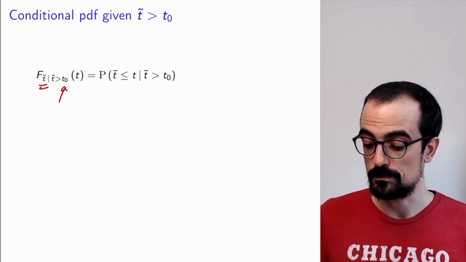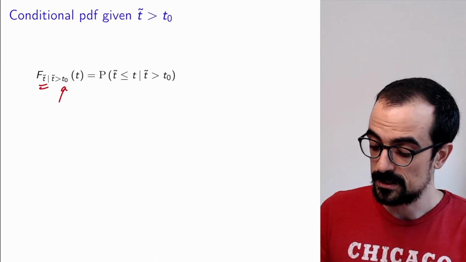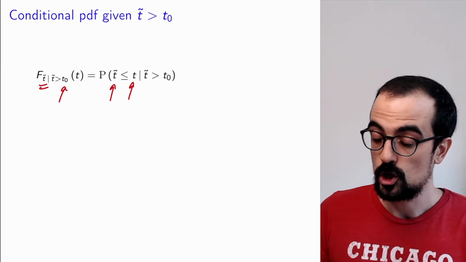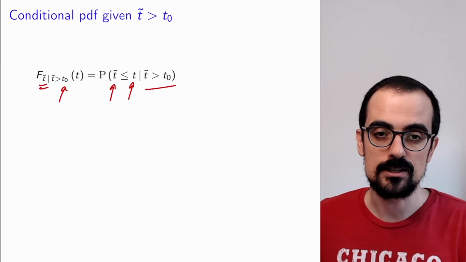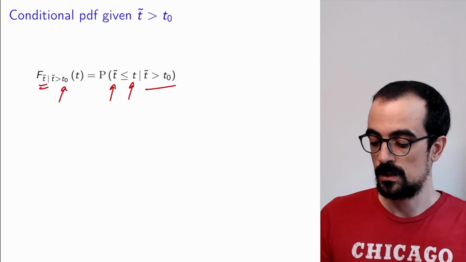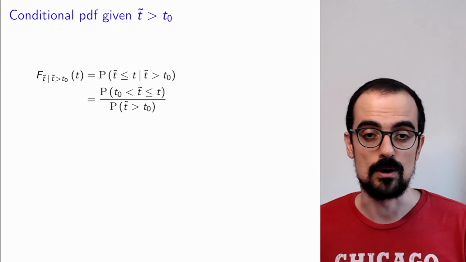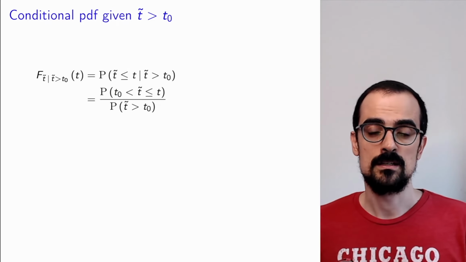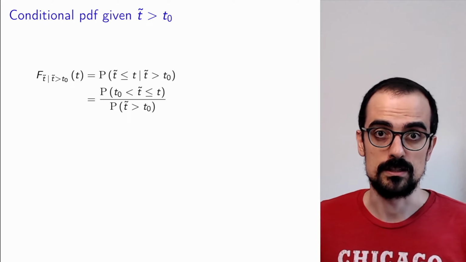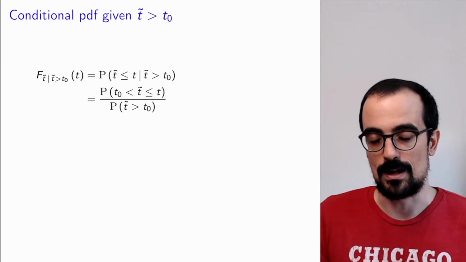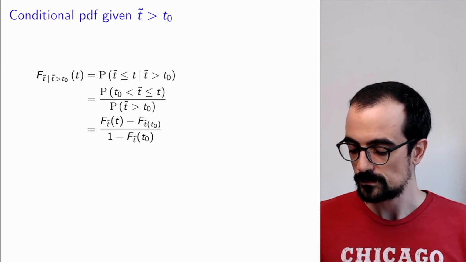What is this conditional CDF? It's nothing other than the probability that the random variable is smaller than a certain value t, conditioned on it being larger than a value t sub 0. What is this conditional probability? It's just the probability of the intersection, you're above t0 and below t, divided by the probability of the event that we're conditioning on, the random variable being greater than t0.